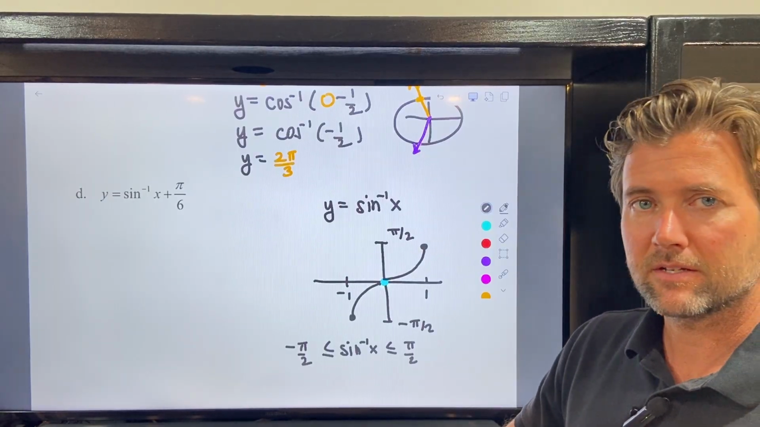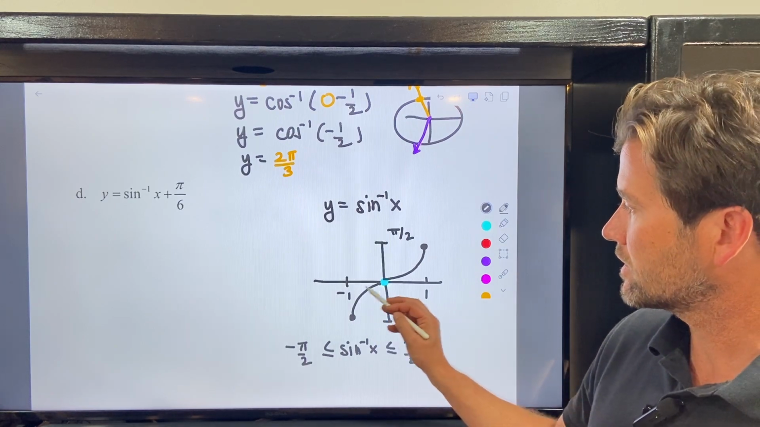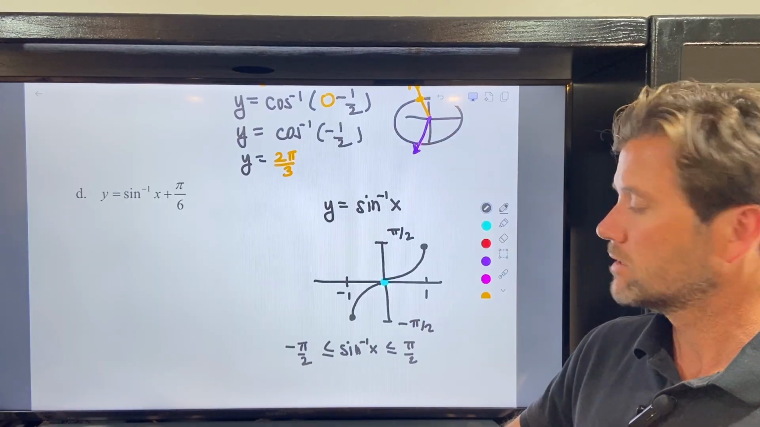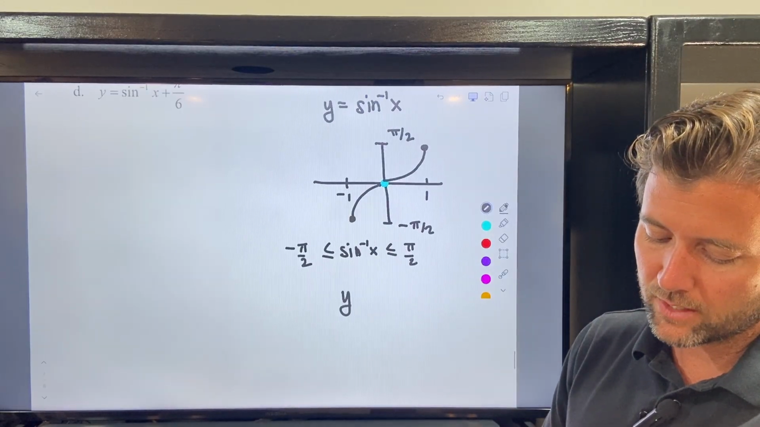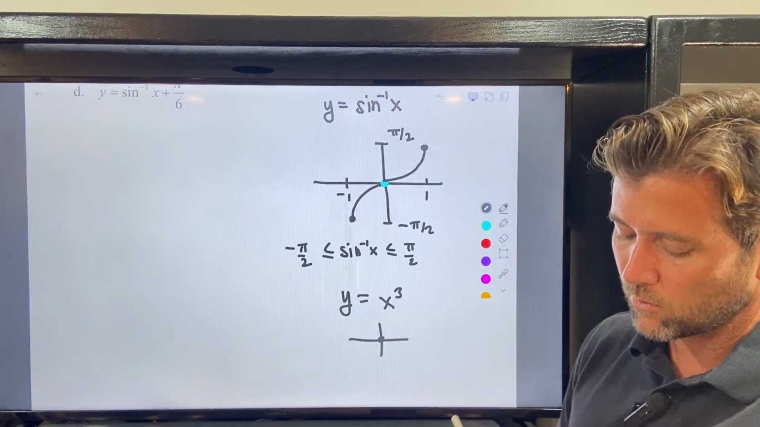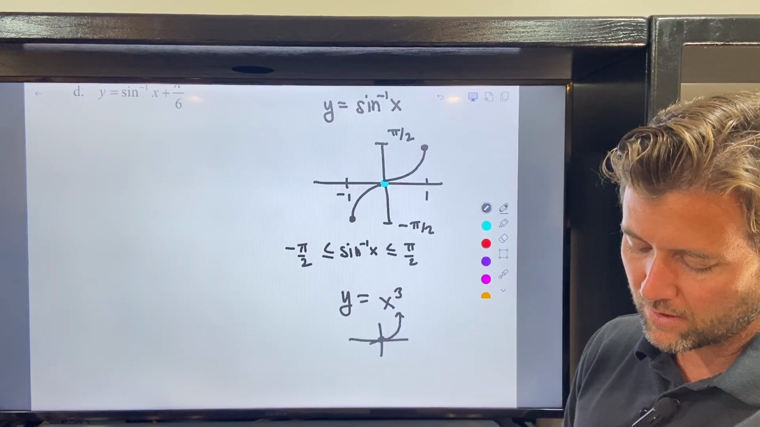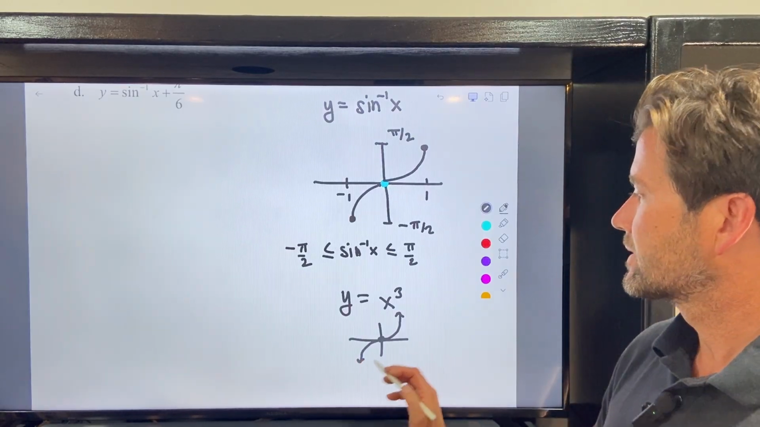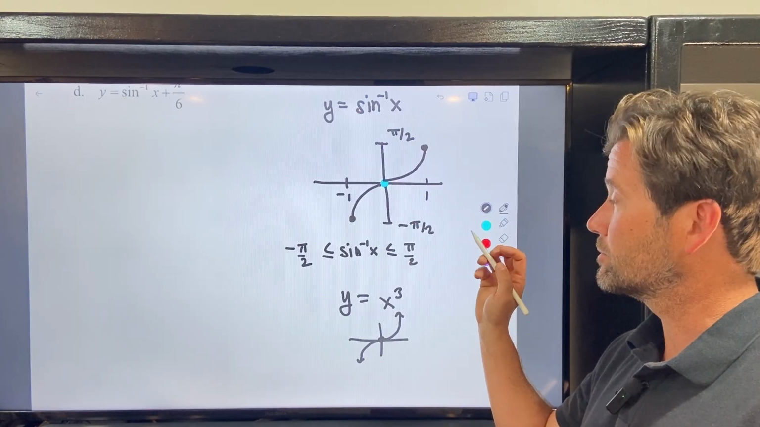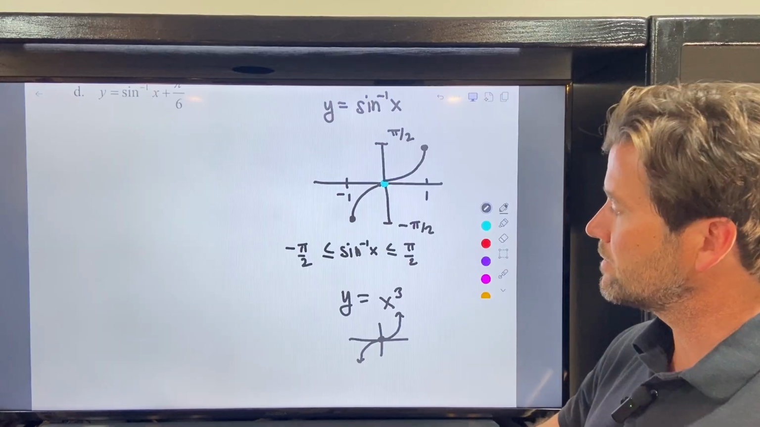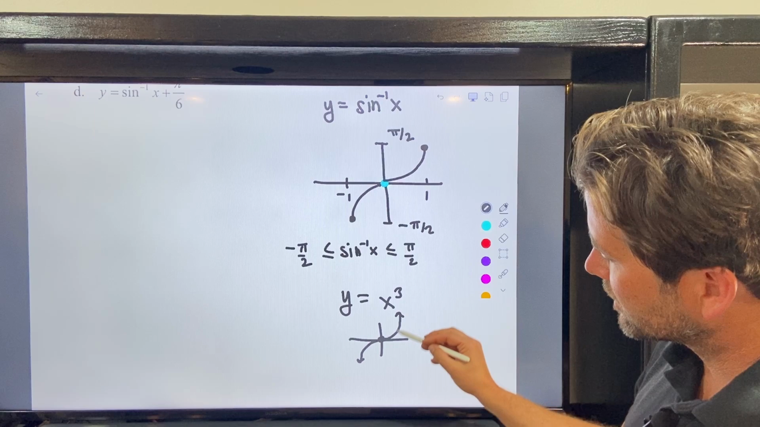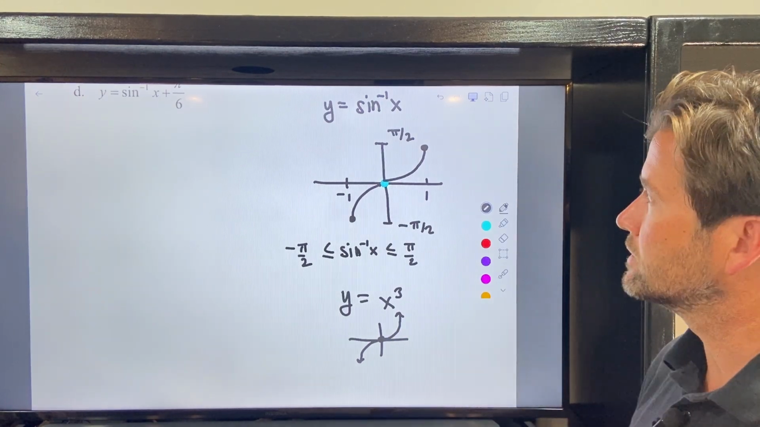Make sure the concavity is correct when you graph these. It looks like it has the same concavity of the function y equals x cubed. So if you remember the function y equals x cubed, the point of inflection is at the origin, and then it's concave up and then concave down right here. So there's arrows on x cubed. For arc sine, don't put arrows, please. It's endpoints. But I just want to make the point that make sure the concavity of arc sine of x looks like the concavity of y equals x cubed.